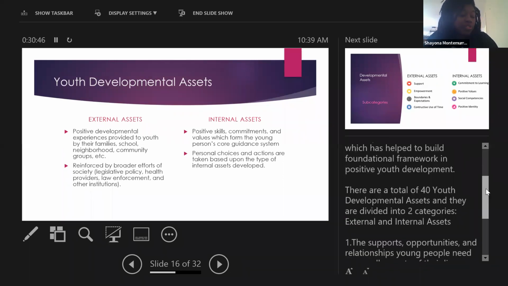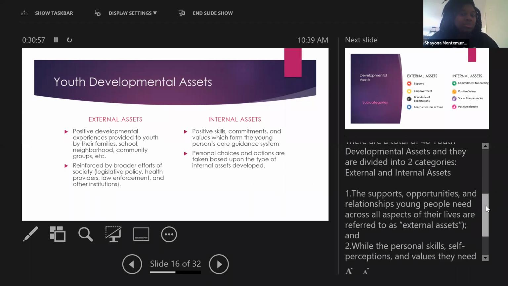There are a total of 40 youth developmental assets, and they are further divided into two categories: internal and external assets. The supports, opportunities, and relationships that young people need across all aspects of their lives are referred to as external assets. Those are the positive experiences that their families, schools, neighborhoods, and communities provide, as well as things that are more enforced by policy, health providers, law enforcement, and other institutions. Those are external assets.